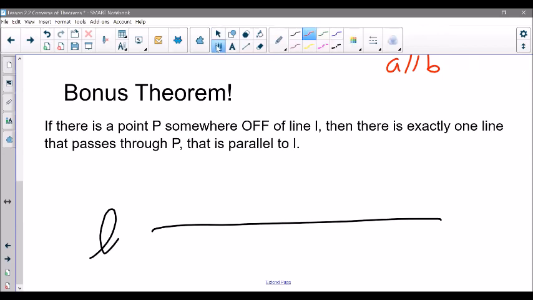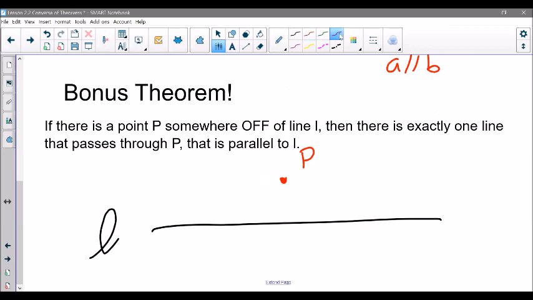So if I have some point P, right? So I got line L. Here's my point P, right here. It can be anywhere. It doesn't matter where. Directly above, directly below. It really doesn't matter. There's some point off of line L. What that means is it's literally not sitting on line L. Then there's exactly one line that passes through point P that is parallel to L.